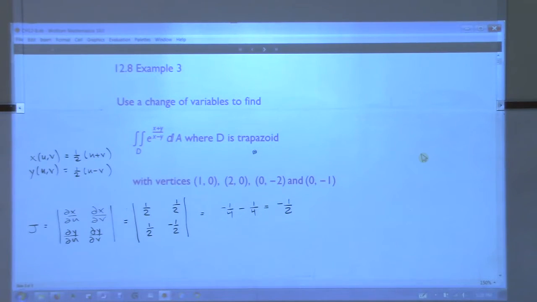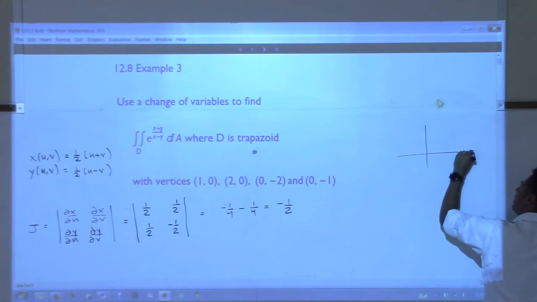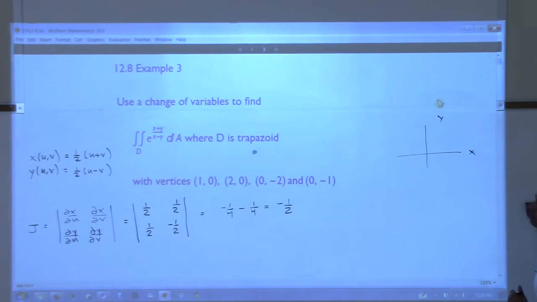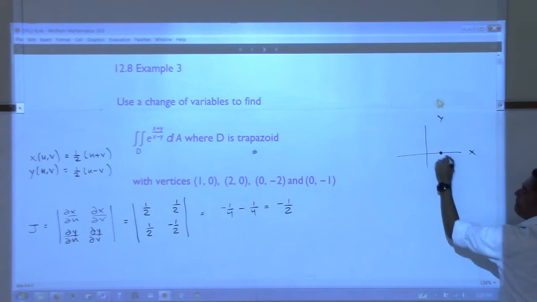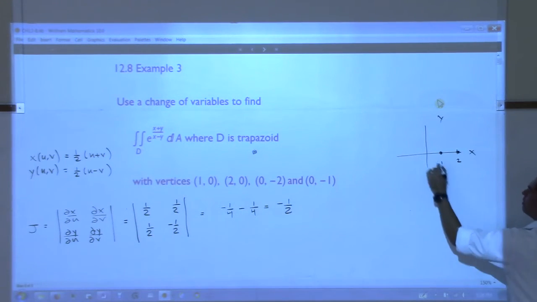I've got good news. All right, here's my good news. Take a quick look at the picture of the region in the xy. 1, 0. 2, 0. 0, negative 2.